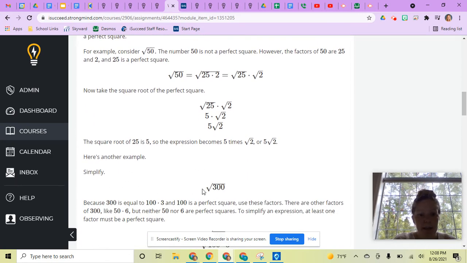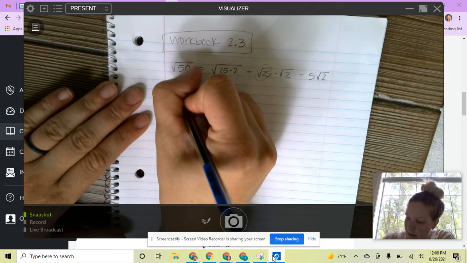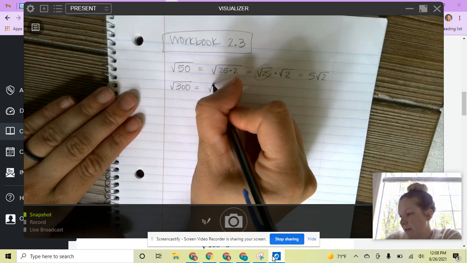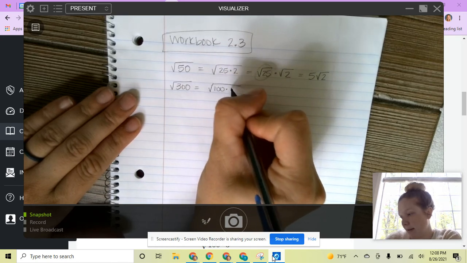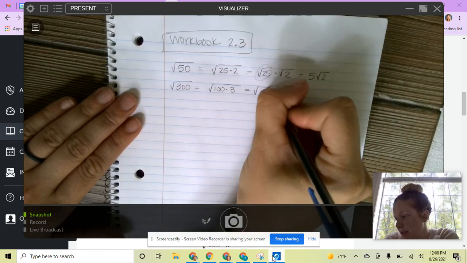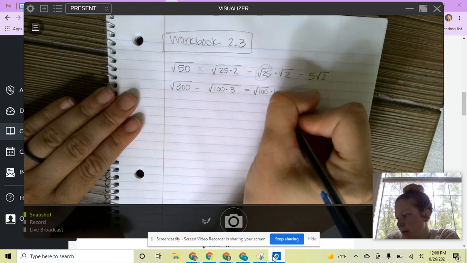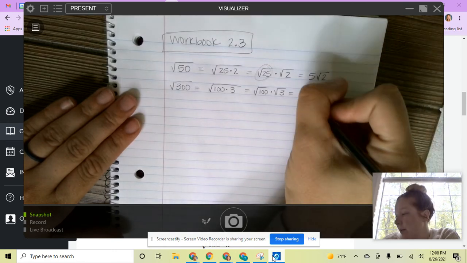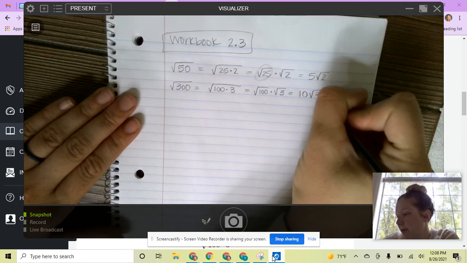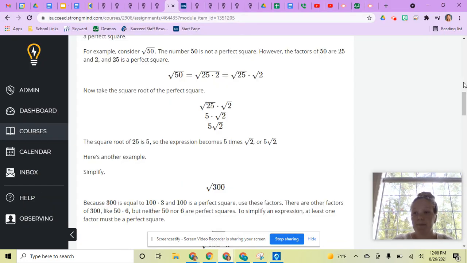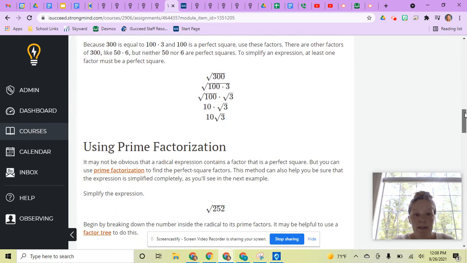So here's another example, the square root of 300. Let's do this one. I can break up the square root of 300 to be the square root of 100 times 3. The reason I chose that is because 100, here, let's actually break the radical. So the square root of 100 times the square root of 3. And then the square root of 100 is 10. And then we still have the square root of 3 that comes on the end there because that one can't be simplified. Okay, so that's the same thing they just did.